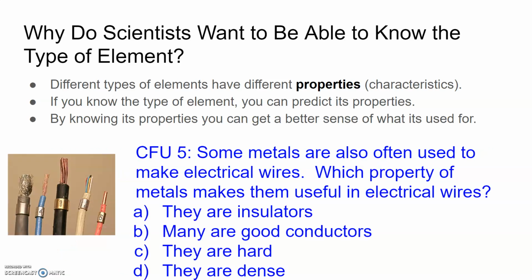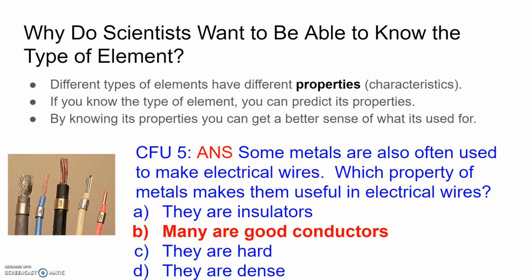All right, let's take that a little bit further through a CFU. Some metals are often used to make electrical wires, like copper, for example. Which property of metals makes them useful in electrical wires? Here are 4 choices: they're insulators, many are good conductors, they are hard, they are dense. Pause the video now. When you press play again, the answer will be revealed.